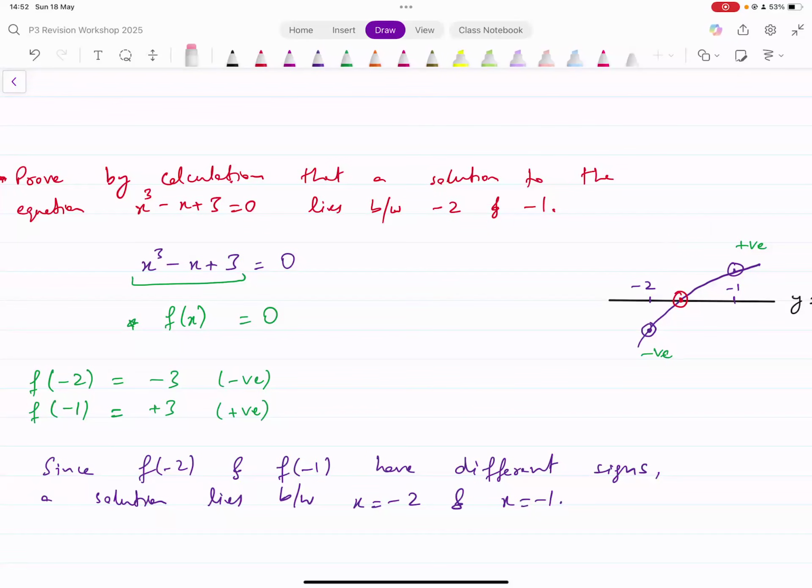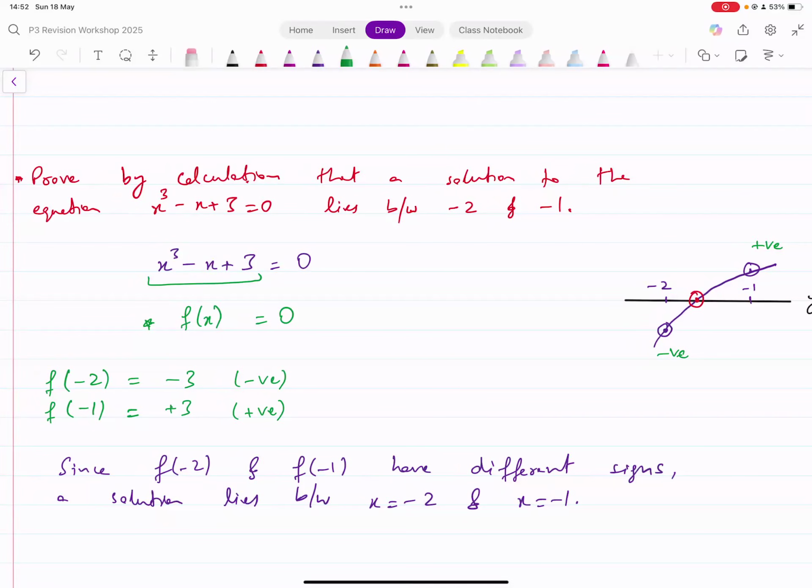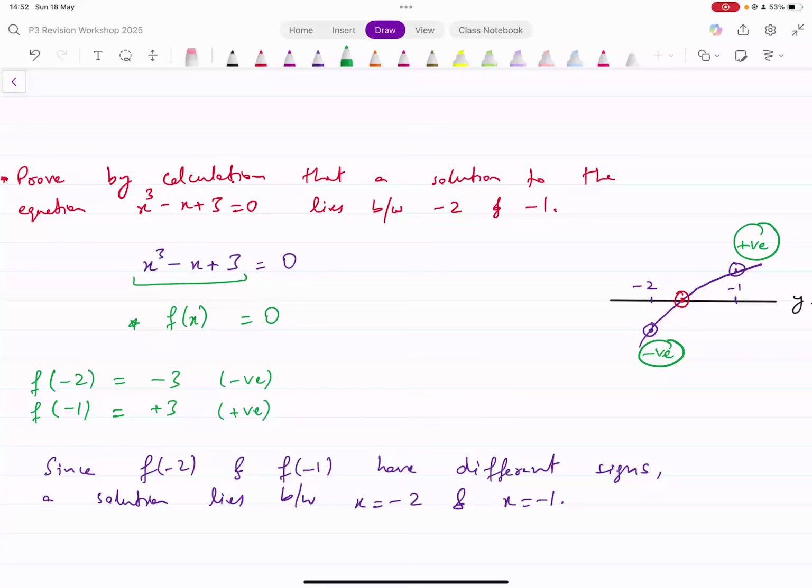What we'll do is, we would say, let's input the x value -2 in this expression. That gives you -3. So that means when x is equal to -2, the y value is negative. Input x equals -1 in that expression, and that gives you a positive value. That means when x is -1, the y value is positive. So if at one point the y value is negative, at the other the y value is positive, it's necessary that between those 2 points, the graph is going to cross the x-axis, right?